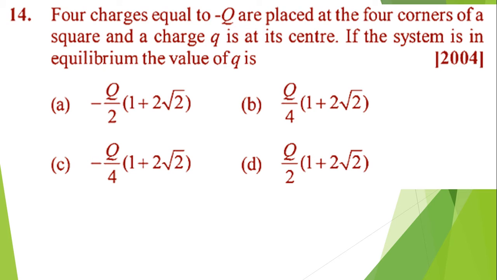Next, four charges equal to minus capital Q are placed at the four corners of a square and a charge small q is at its center. If the system is in equilibrium, find the value of the small charge. System is in equilibrium means the net force on each charged particle in the system is 0. Remember this concept: equilibrium of the system. If the net force on every charged particle is 0, then the system is said to be in equilibrium.